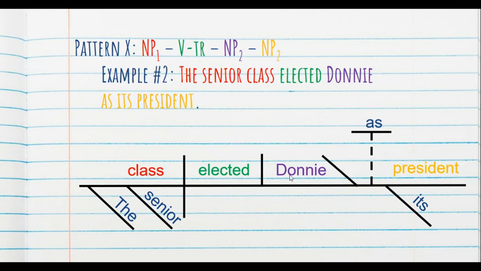So the class elected Donnie president. It's president. You notice that you don't really have to say the word as, but it is there in this case. So it's our expletive up here on this little satellite, as we learned last video.